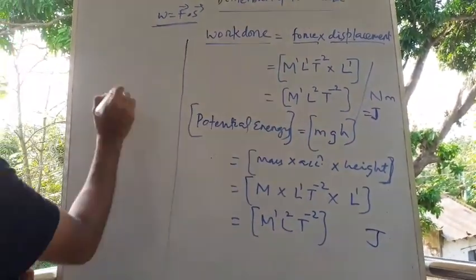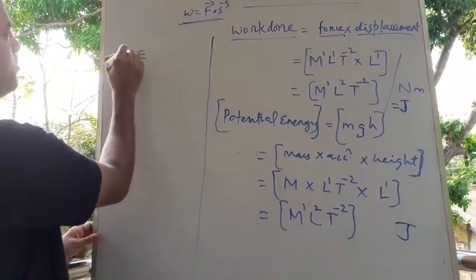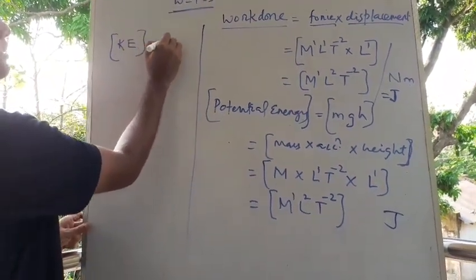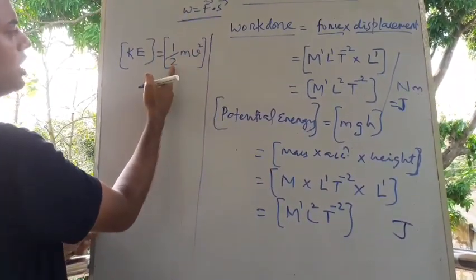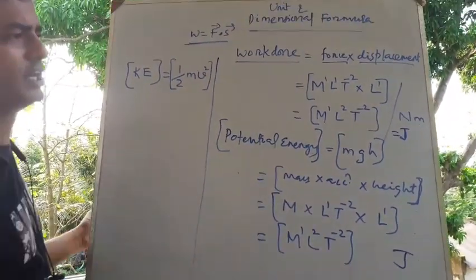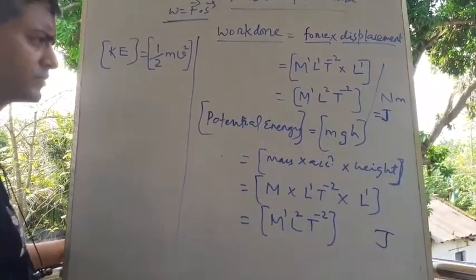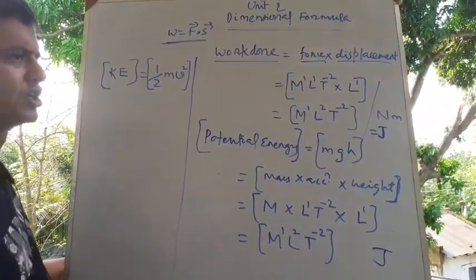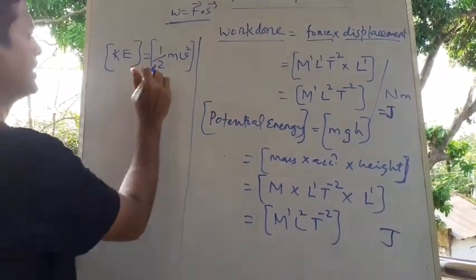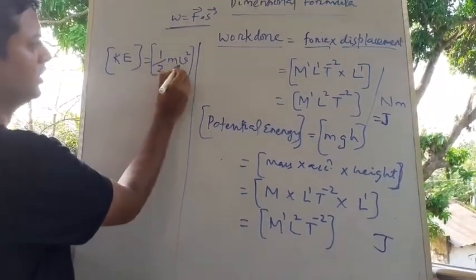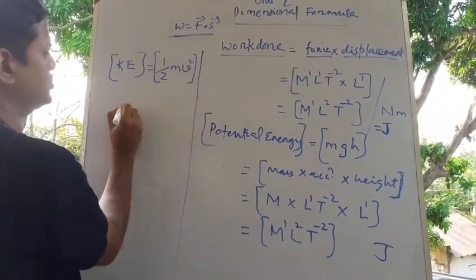Similarly here I am going to do the dimensional formula of kinetic energy, KE. Formula you know, half mv square. One more thing you should know here, half is a constant. So basically a constant or an integer is a dimensionless quantity. Constants do not possess any dimension. So I can only think of the dimensional formula of mass and velocity square.